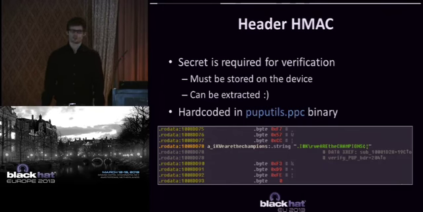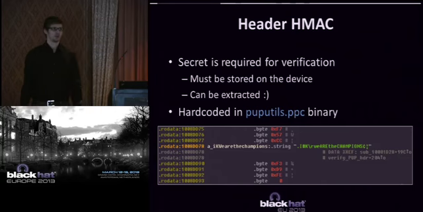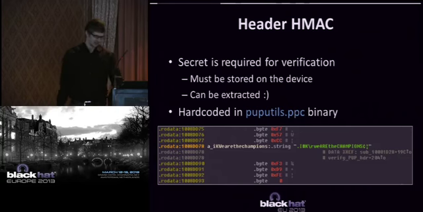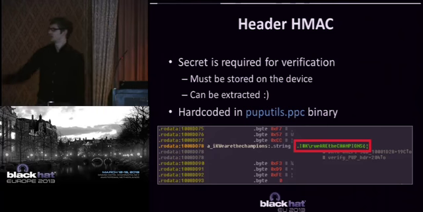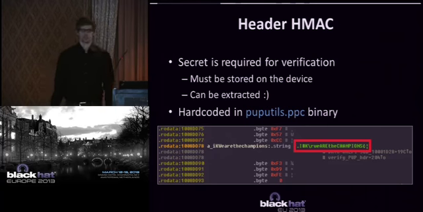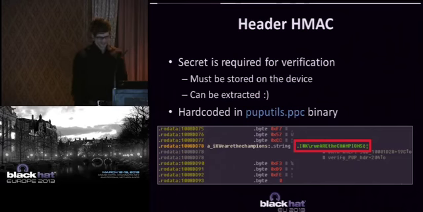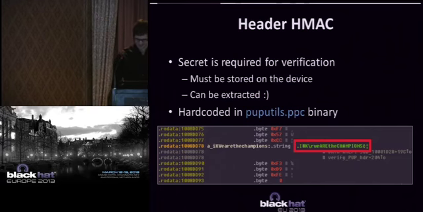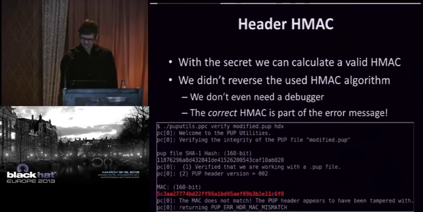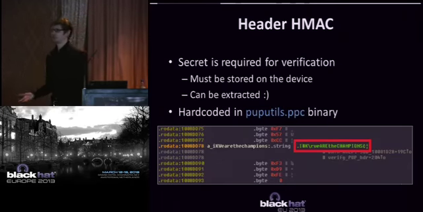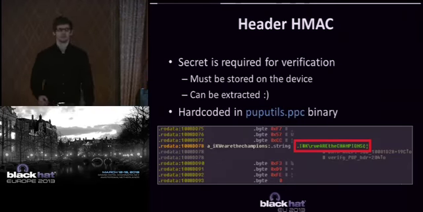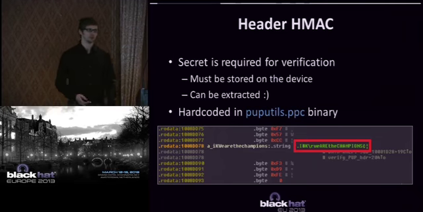And we actually found the secret value inside this pubutils PowerPC binary. And if you take a look at the IDA screenshot at the bottom, you can see the secret value in the binary, which is some bytes at the beginning, and then the string "We are the champions," which I found pretty interesting. So having the secret value, we can now start to basically calculate our own MAC and just modify the header that way.